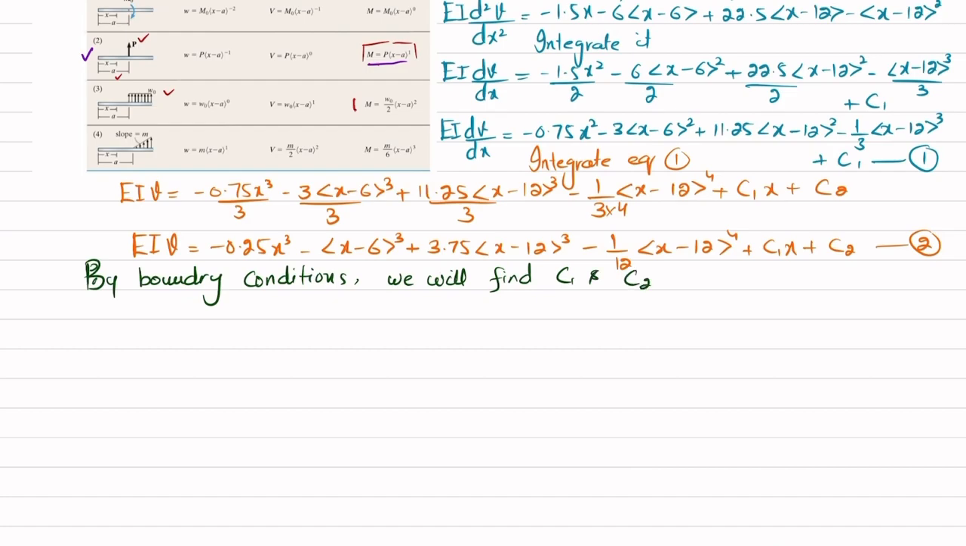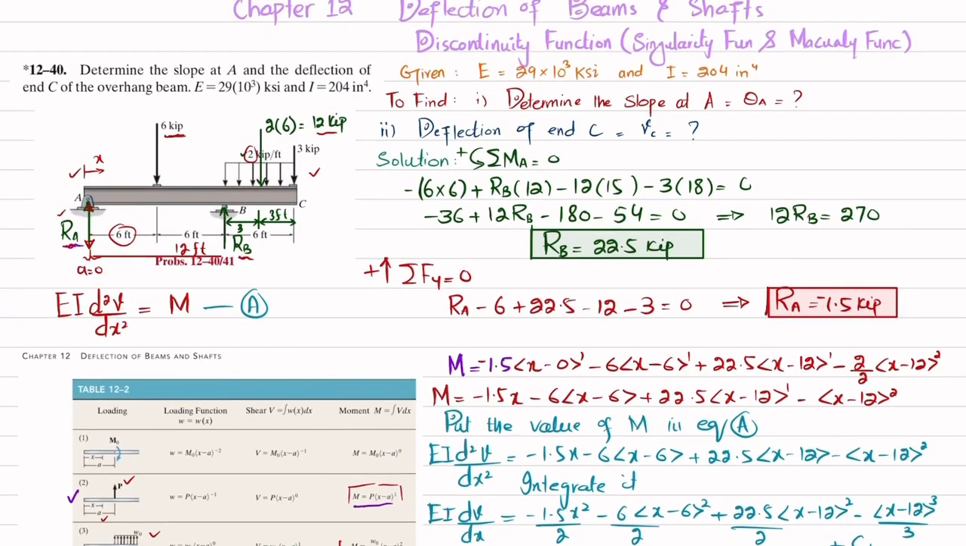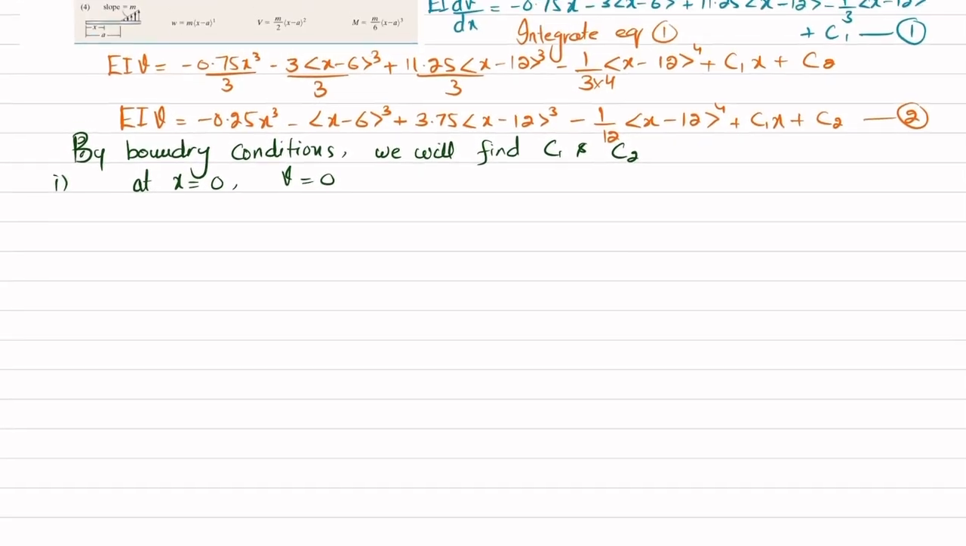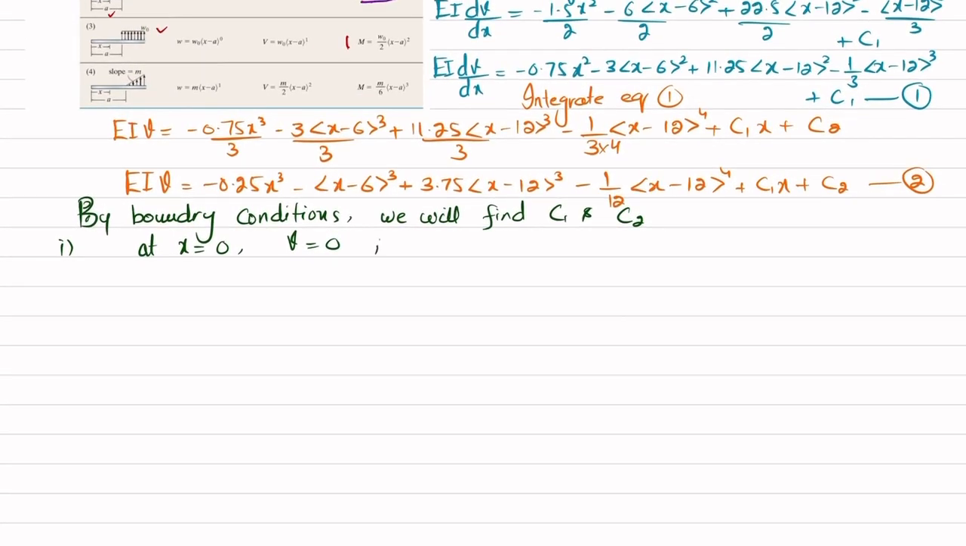So what are the boundary conditions? At first, the boundary condition is that at x equal to 0, the deflection is equal to 0. Let me show you here. At x equal to 0, you can see this is a pin support, so deflection will be equal to 0. So what we will do is put it in equation number 2. Why? Because equation number 2 is about deflection.